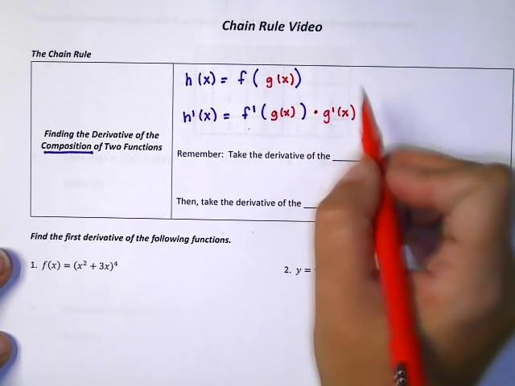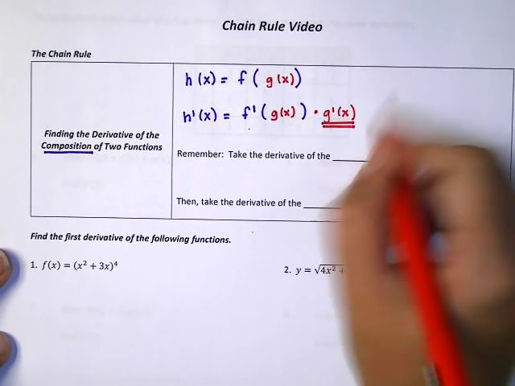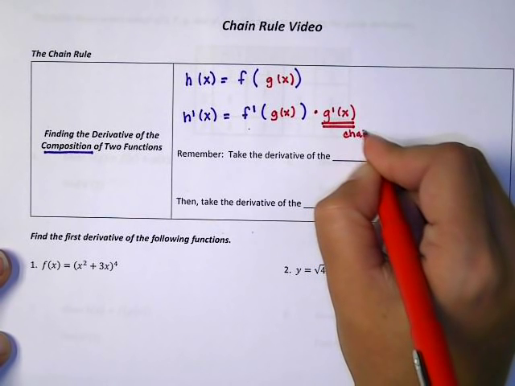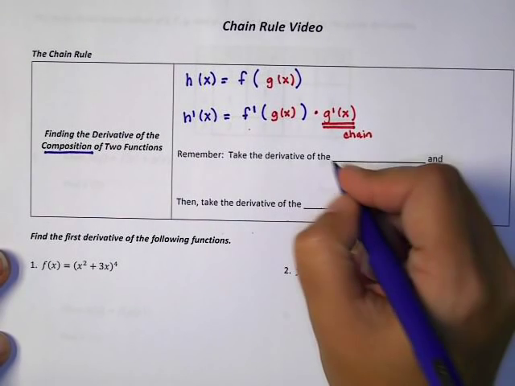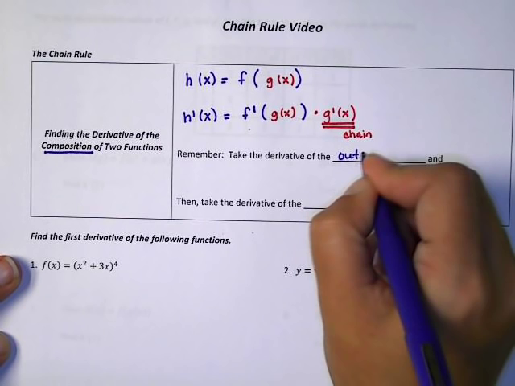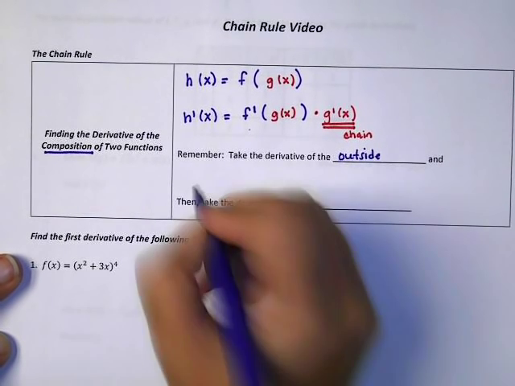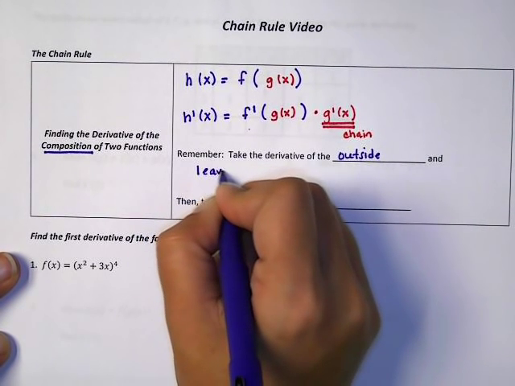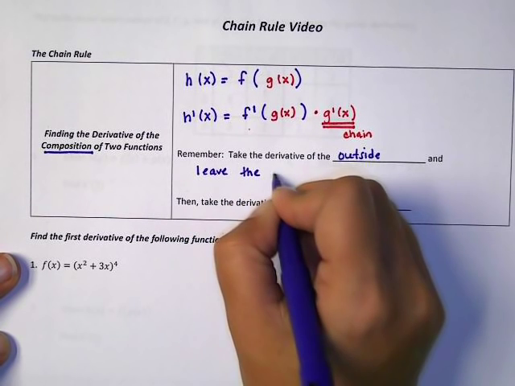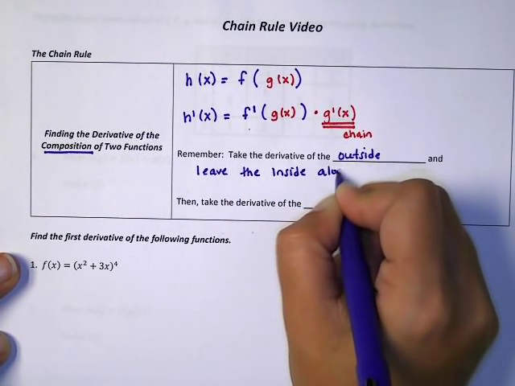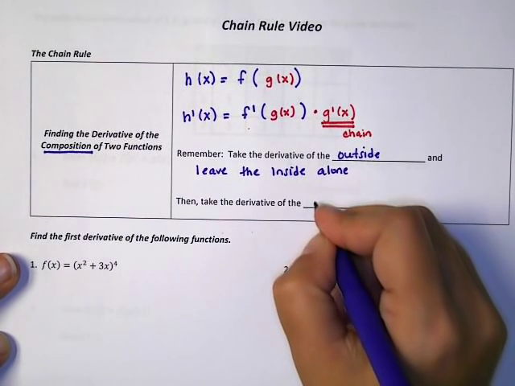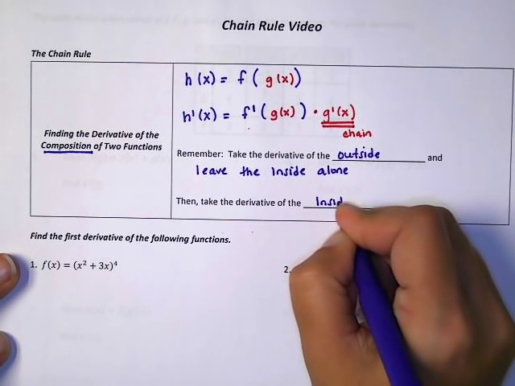We call this right here the chain. It's the derivative of the inside of the function. So first, take the derivative of the outside and leave the inside alone. Then take the derivative of the inside of your function.